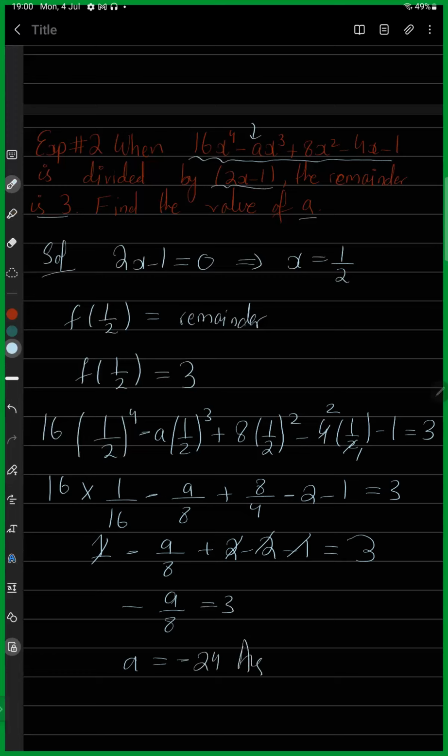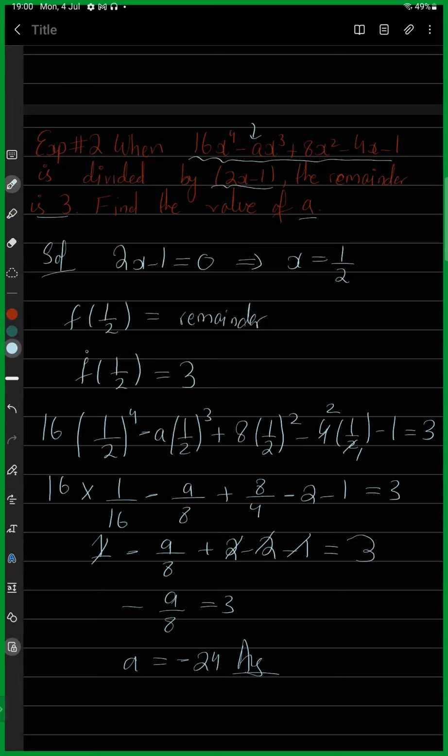Now, one thing should be clear. Using the remainder theorem this time around, we did not calculate the remainder. The remainder was already given. We used the remainder theorem in order to find the value of one of the constants using the condition that if 2x minus 1 is the factor, x would be equal to 1 by 2. We will plug in 1 by 2 and that would give me the remainder, and the remainder was already given.